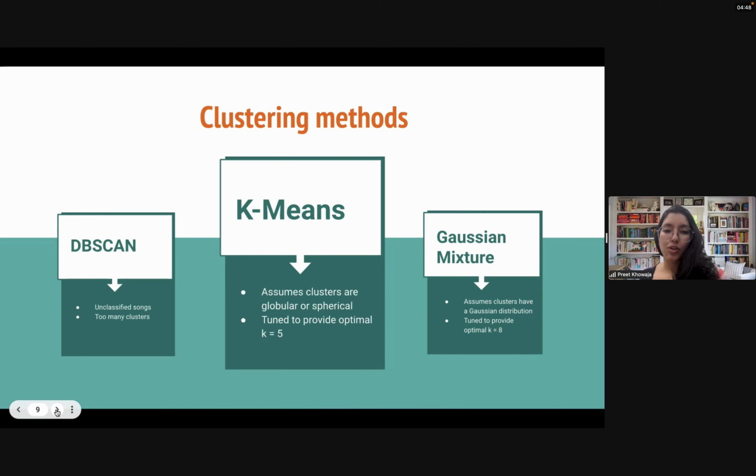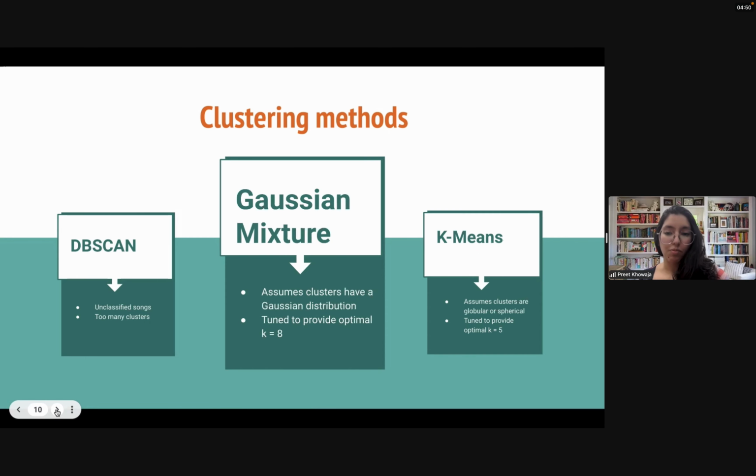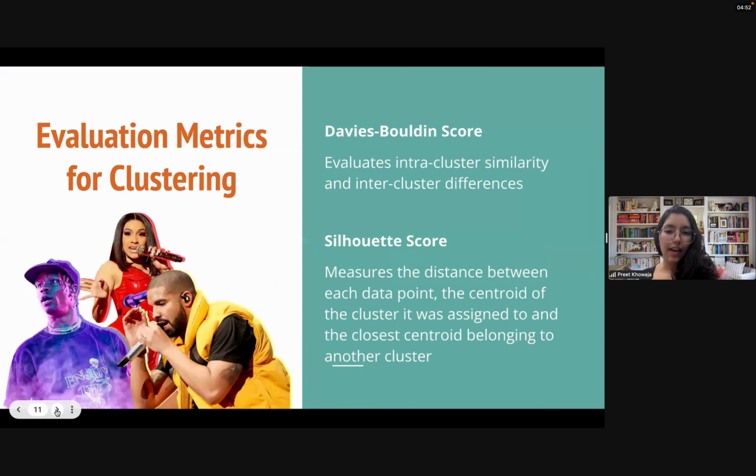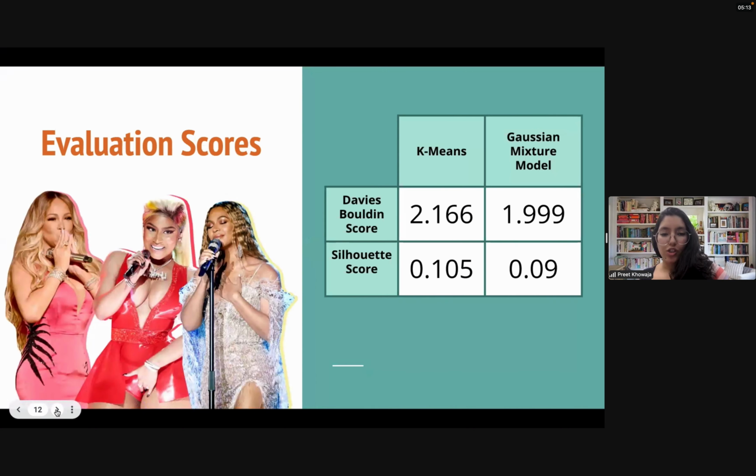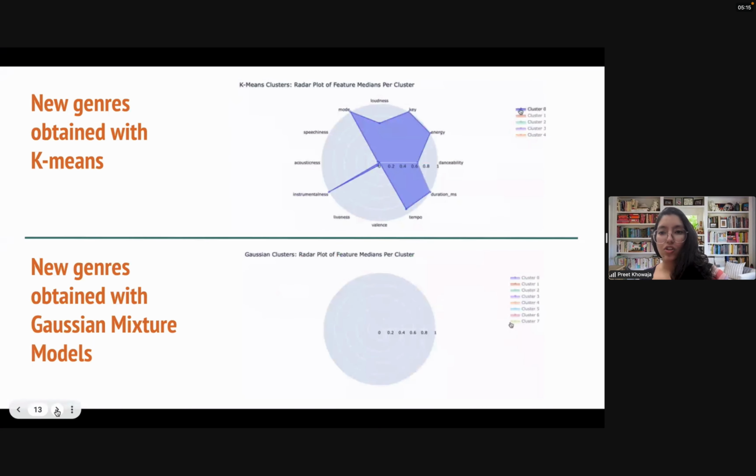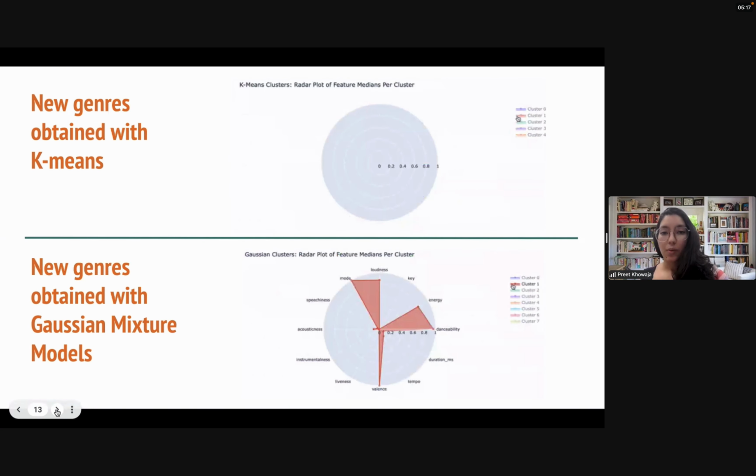So we moved on to using k-means and Gaussian mixture models, and both of these models had their trade-offs in terms of the evaluation metrics that we used. We analyzed them using the Davies-Bouldin score and the silhouette score. We wanted clearly defined clusters because these represented genres that had songs that followed the same pattern in terms of their technical characteristics. We tried to visualize it, but because the clusters are in a 12-dimensional space, it was hard to do that.